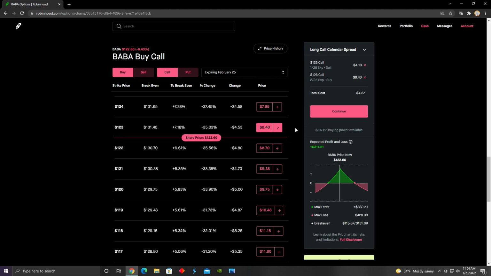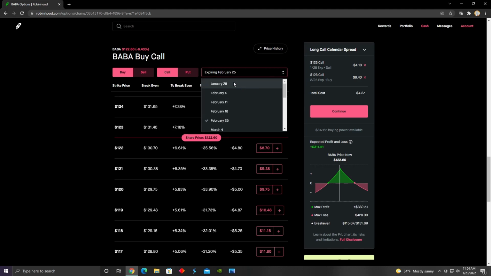And so what ends up happening here is the way that we profit from owning a long call calendar spread, or in other words, what our objective is with this spread, is for the short near-term option to lose extrinsic value faster than the long-term option. And so what does that mean exactly?